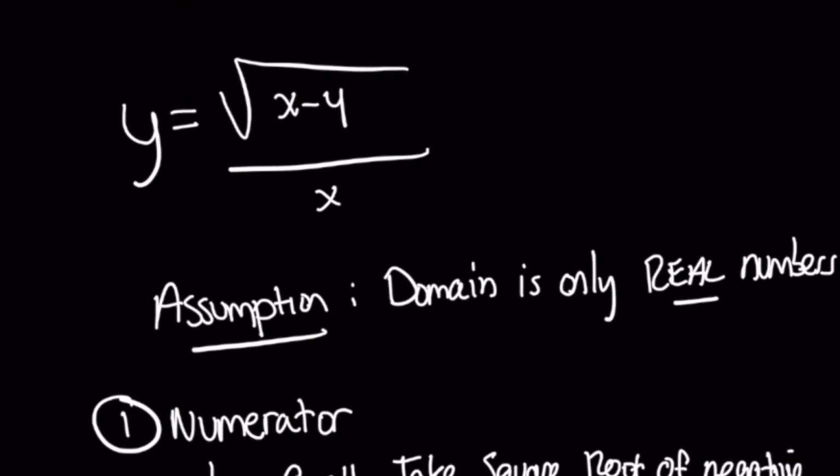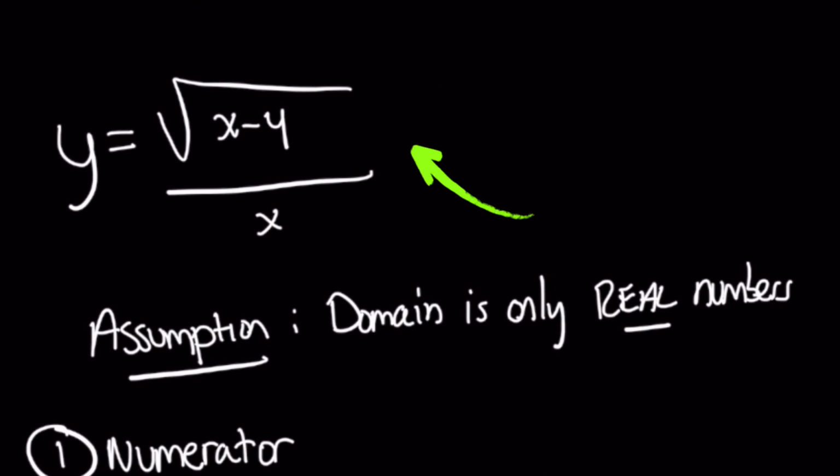For the problem that you see here, y equals the square root of x minus 4 over x, we're only going to work with real numbers in this exercise. It's a whole other video discussion if we're going to allow complex numbers.